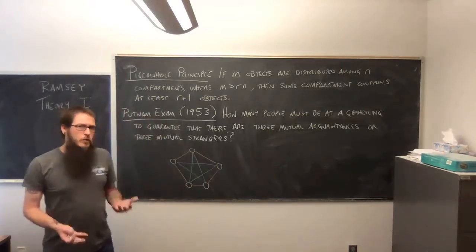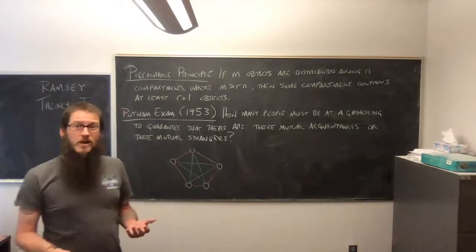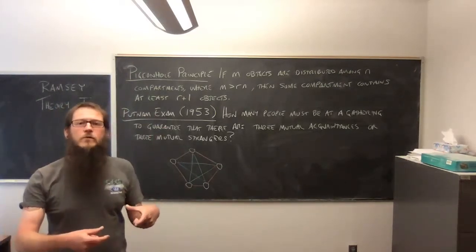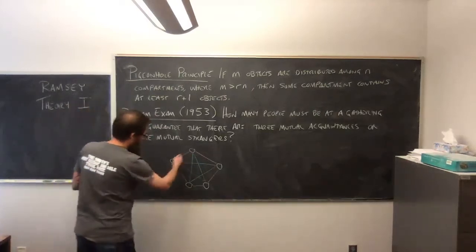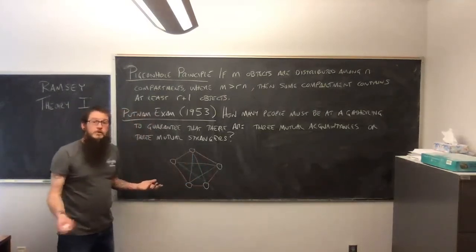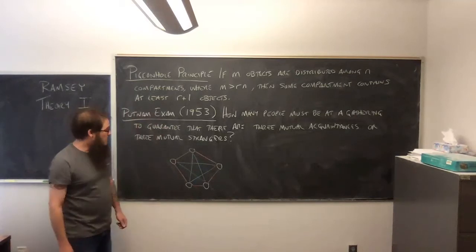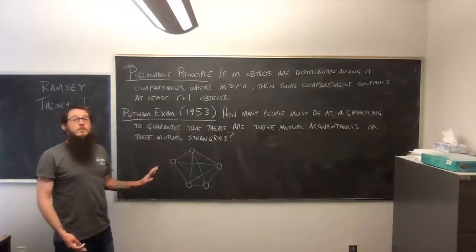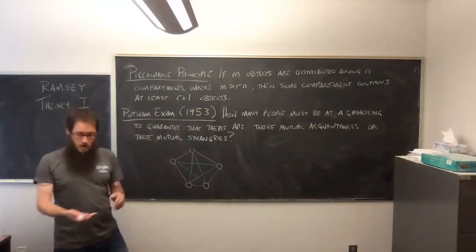Now, if I'm looking for 3 mutual acquaintances or 3 mutual strangers, what I'm really looking for is a triangle that's entirely one of the 2 colors. And of course, notice there's no red triangle in this picture, and there's no blue triangle in this picture. So right away, just from this one example, that's all that we need to argue that 5 people are not enough.